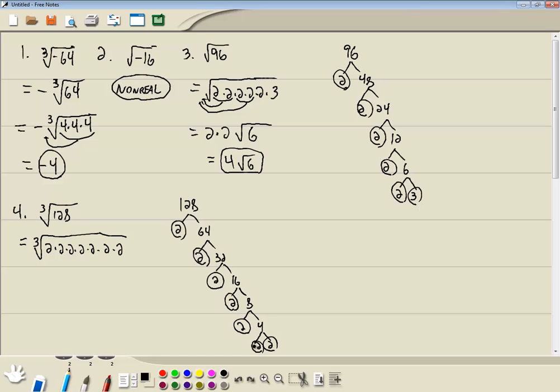So we got 1, 2, 3, 4, 5, 6, 7 2's. Now, our index is 3, so we're looking for sets of 3 of whatever. Here's 3 2's, so those are going to come out in front as a single 2. And here's 3 2's. Those also come out as a single 2. So we got 2 times 2, cube root, and we're left with a 2 inside. So that's going to give us 4 cube root of 2.